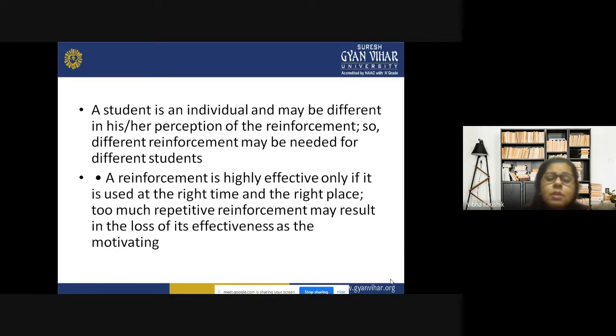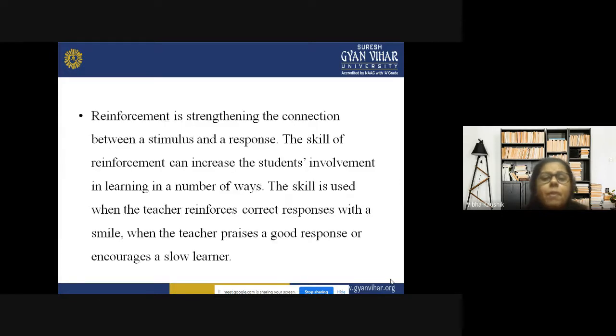Again, the teacher has given a task to the student, again the same reinforcement. Sometimes repetitive reinforcement may reduce its effectiveness as a motivator. Now, reinforcement is strengthening the connection between a stimulus and a response. It means we are able to strengthen the connection between a stimulus and response if the teacher uses the reinforcement at a particular time and a particular period.